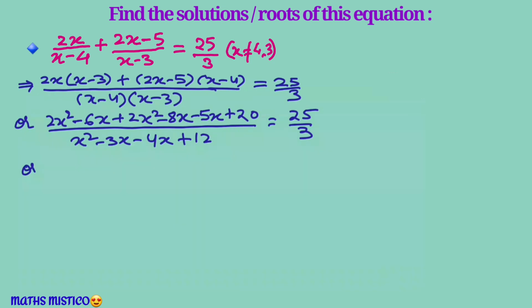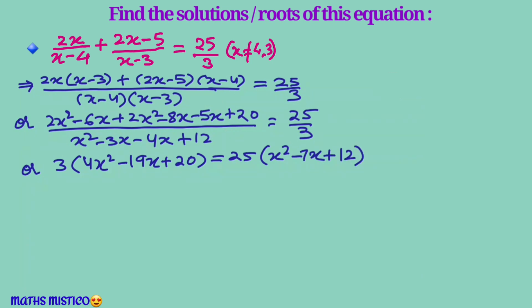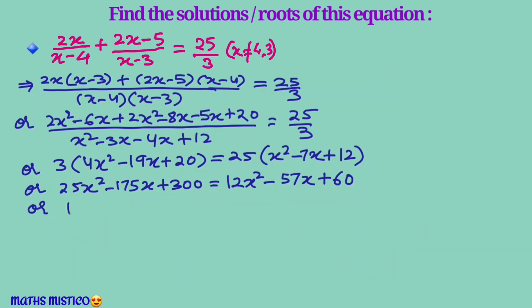So now we can cross multiply, and so we have 3 into 4x square minus 19x plus 20 is equal to 25 into x square minus 7x plus 12. We can write any side of the equation first. So I am first writing the right hand side now. 25x square minus 175x plus 300 is equal to 12x square minus 57x plus 60. Bring the terms from other side to this side, add the like terms, and we get 13x square minus 118x plus 240 equal to 0.